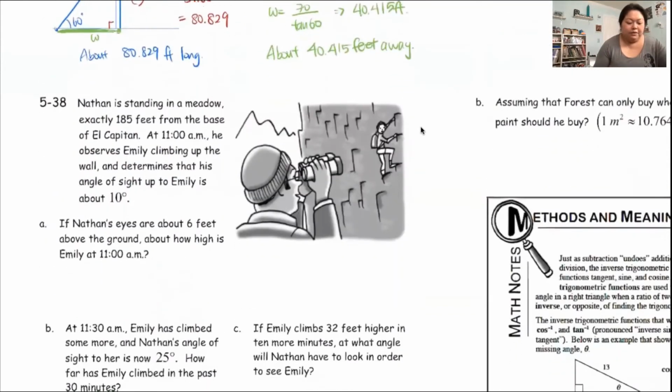All right, well, El Capitan again. Nathan is standing in the meadow exactly 185 feet away from the base of El Capitan. At 11 a.m., he observes Emily climbing up the wall and determines that his angle of sight up to Emily is about 10 degrees. If Nathan's eyes are about 6 feet above the ground, oh, Nathan's tall, about how high is Emily at 11 o'clock?